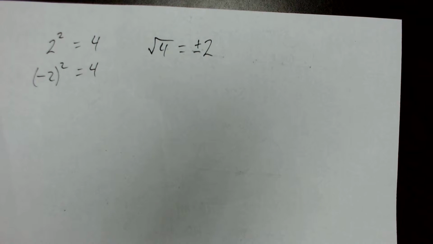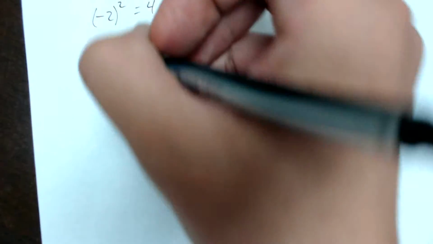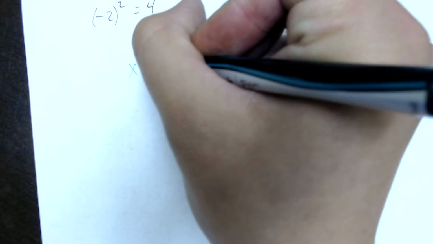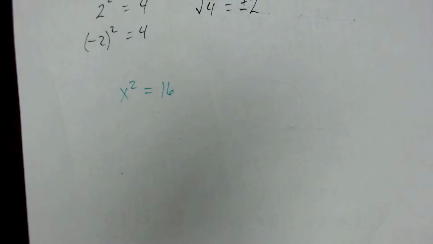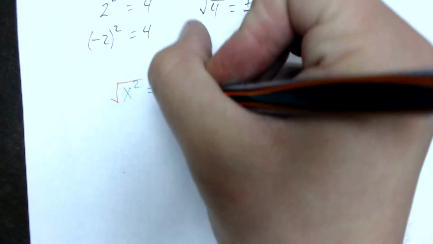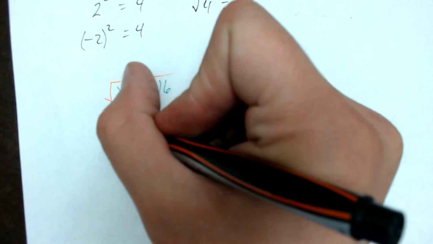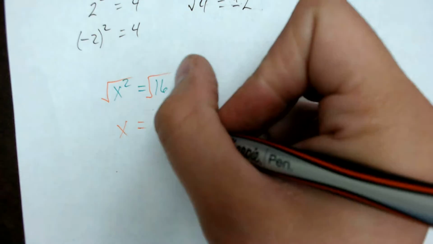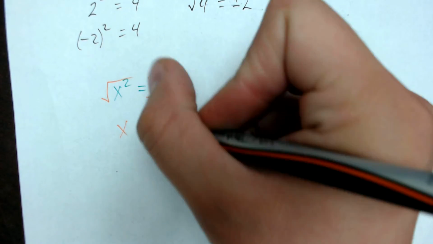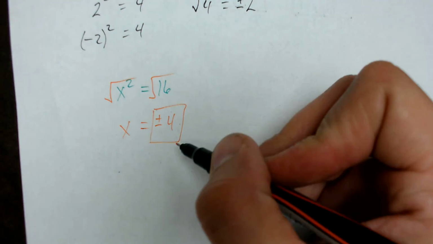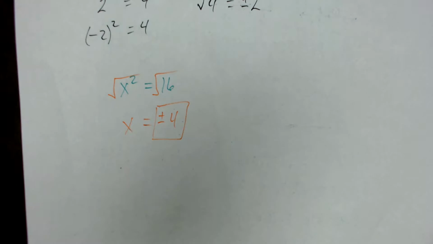Now, the way this relates to our problems, we'll do a simple one. Let's say x squared is equal to 16. If we want to solve this equation, we're going to have to square root both sides. So the left side is going to be x, and the right side, instead of us just writing 4, we're going to put plus or minus 4 as our answer. Right? So we've got 2 different squares for the whole number 16.